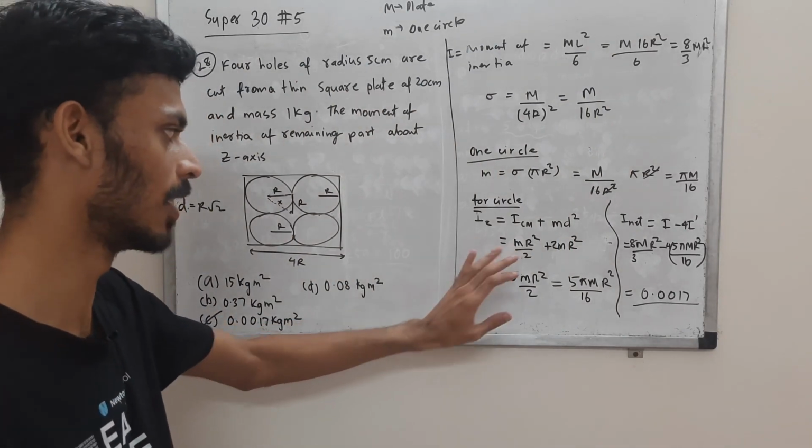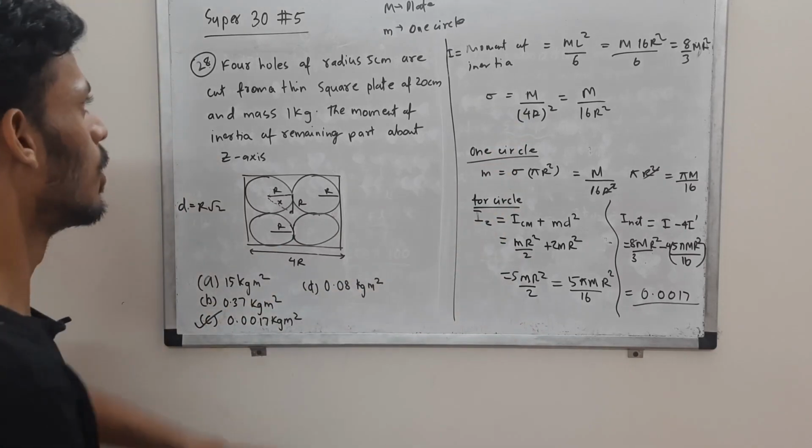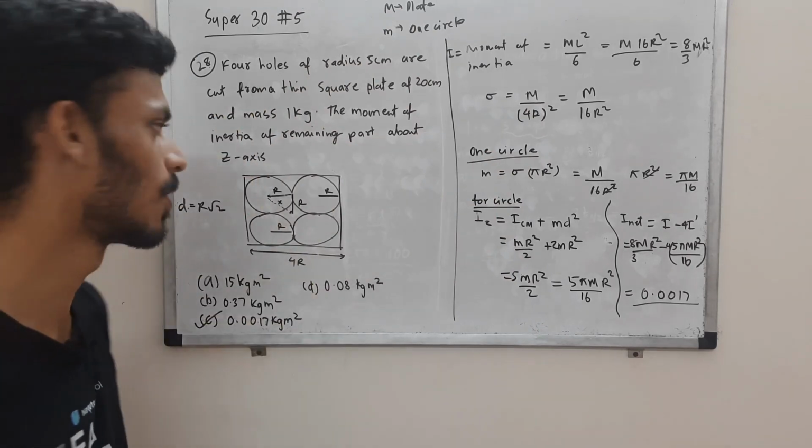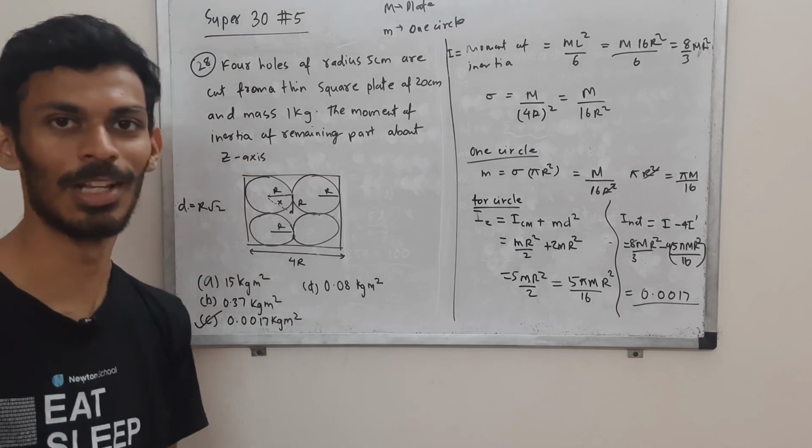There was small m over here, I mistook it for capital M. So you have to be very careful, or you use some other notation for the masses. Okay, so that is one thing to be careful about. That's about this question. Over to the last two questions now.